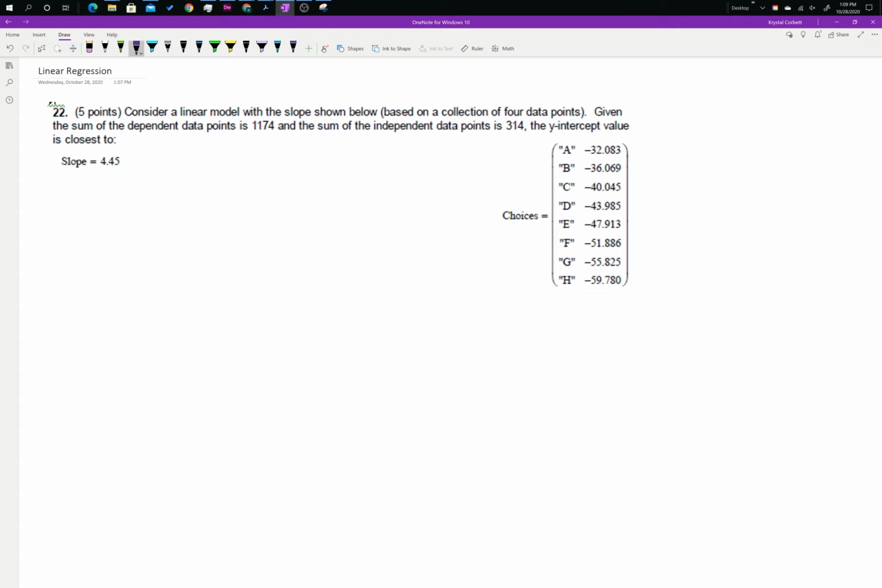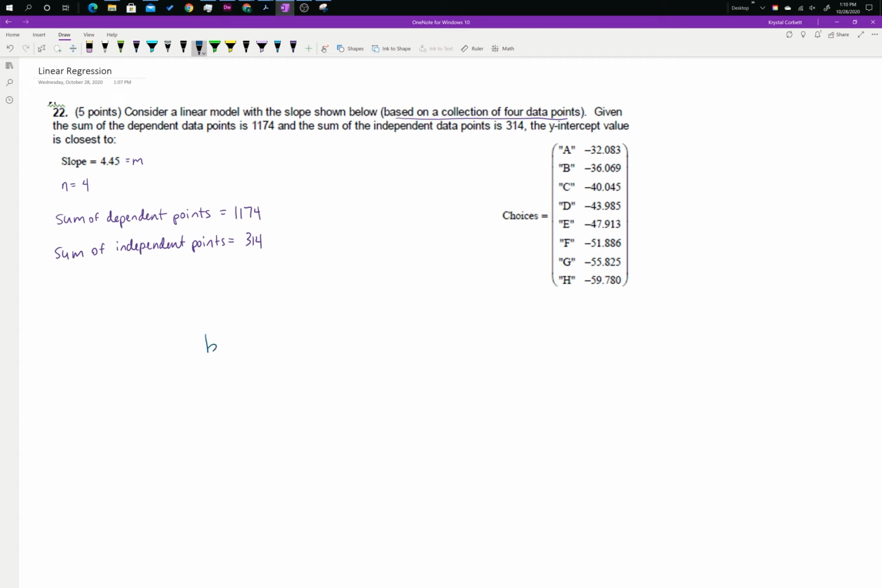So first of all, we have slope, which is our m. We were also told in the problem statement that there were 4 data points. Knowing that there are 4 data points, that variable in our equations is n, the number of data points. And then it says the sum of dependent points equals 1,174. And it also says the sum of independent points is 314. And then it asks you to find the y-intercept, or b.